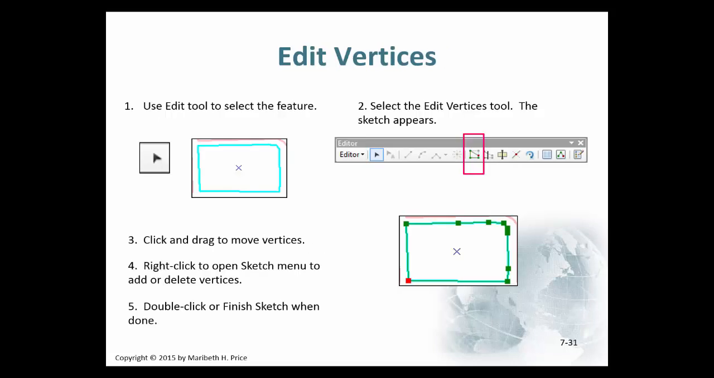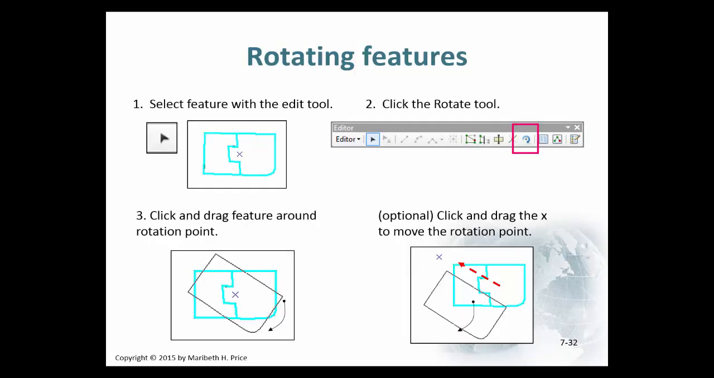You can edit the vertices of your lines and polygons. Select the features and pick the Edit Vertices tool from the Editor toolbar. You can then select the desired vertex and drag into a new position. There is also a Rotate tool which will rotate features.